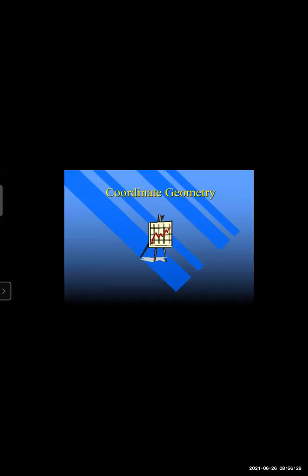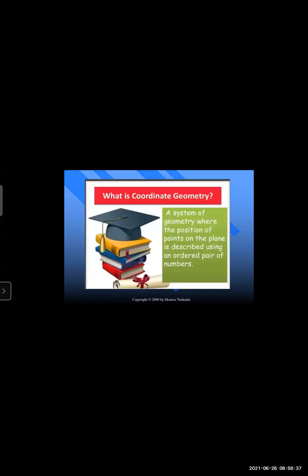Okay, so coordinate geometry. For this we require graph paper, pencil, rubber. So this chapter is very simple and easy. First we see what is meant by coordinate geometry: a system of geometry where the position of a point on the plane is described using an ordered pair of numbers.